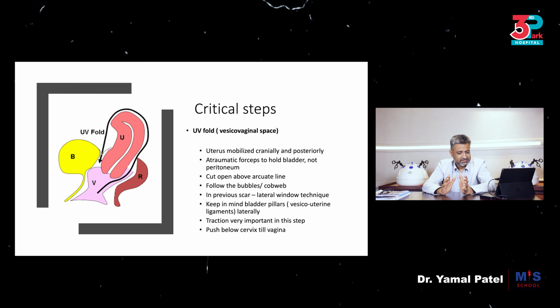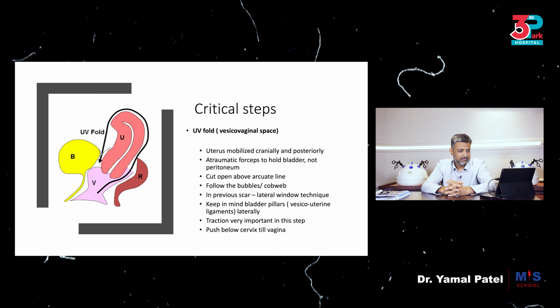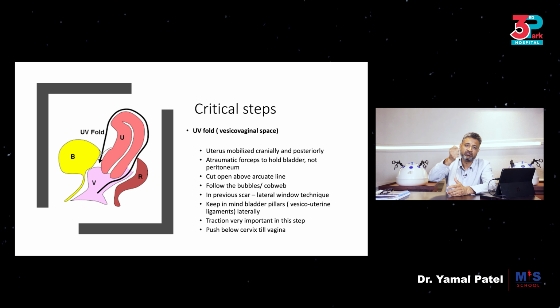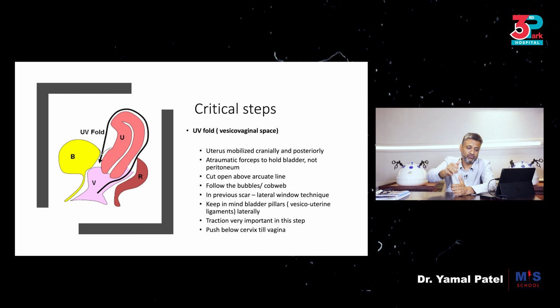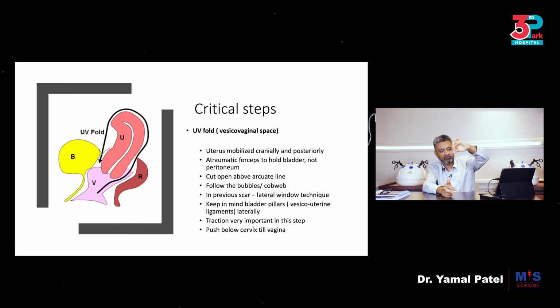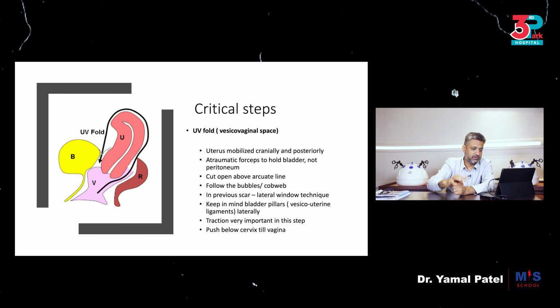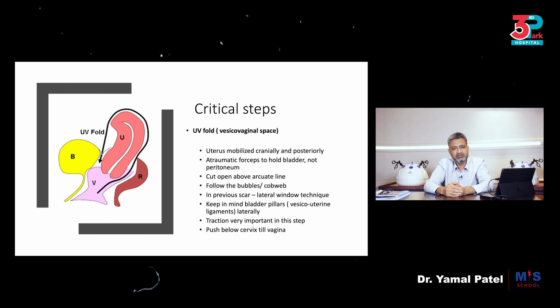So in this vesical space, you would mobilize the uterus cranially and a little bit posteriorly. You will have your assistant use atraumatic forceps to hold the bladder, not the peritoneum, but the bladder. So you can fold up and hold the bladder and lift it up. You cut open this peritoneum just above the arcuate line where you can seal the fold, especially in patients who have not had a previous surgery.